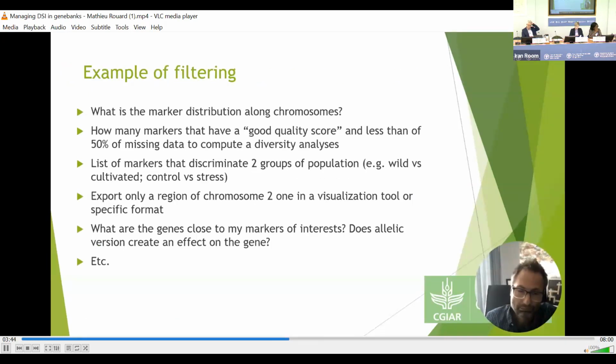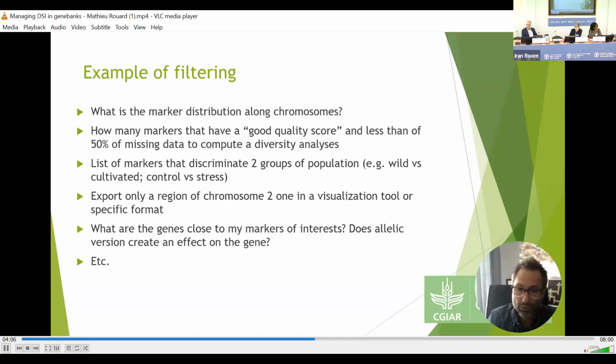So let's give an example of what we mean by filtering. I want to see what is the marker distribution along chromosomes. I want to know how many markers I have with a very good quality score, but less than 50% of missing data, if I want to do diversity analysis, for instance.